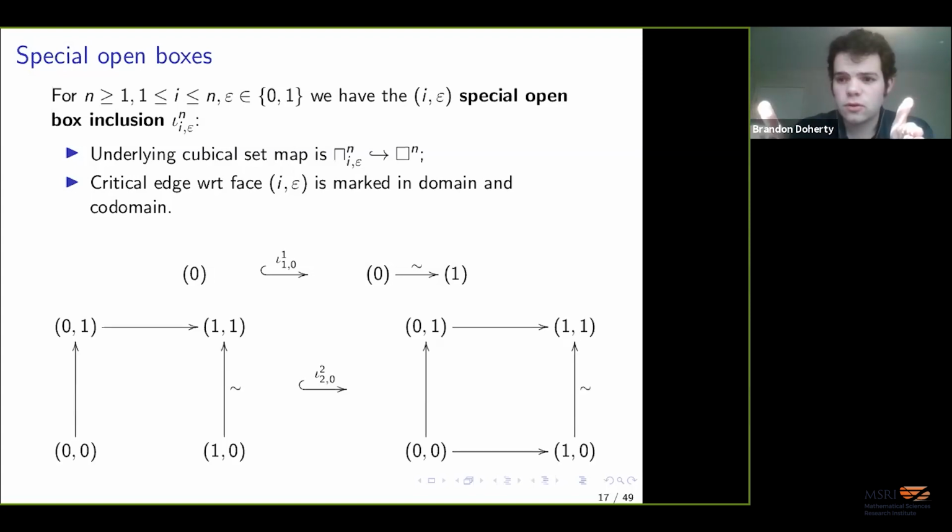And the two-dimensional special open boxes are exactly what we saw on the previous slide. So here, for instance, we're missing the 2, 0 face, and so the critical edge is the one that goes from 0 to 1 in the last coordinate.